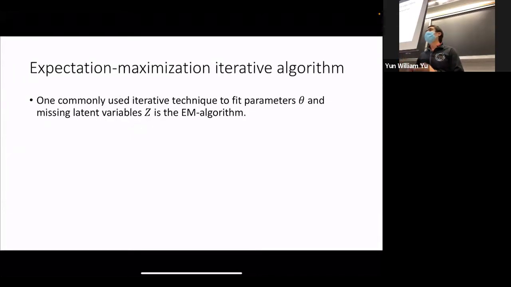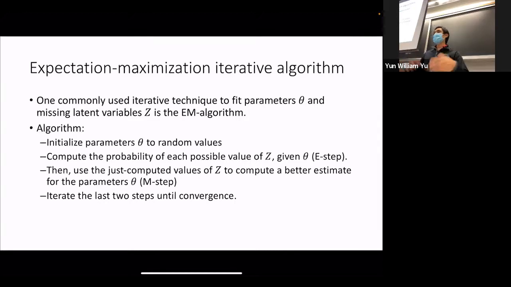There are a number of different ways of fitting these parameters. I'm just going to briefly mention the expectation maximization algorithm because that's a super commonly used one, which you will see in the literature if you pursue this direction. Basically you start with random values again, and then you compute the probability of each possible value given your epsilon. Then you use these just computed values of Z, which are these latent variables, these other variables you don't know, and you estimate your parameters again.